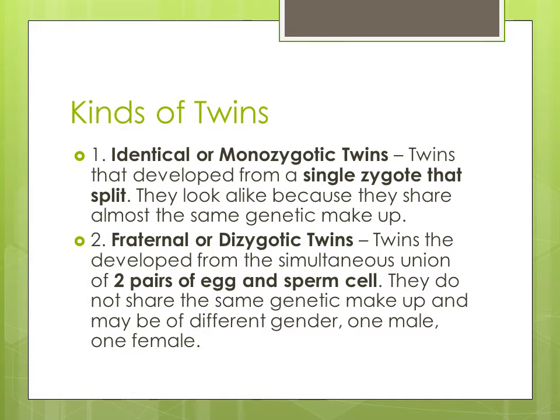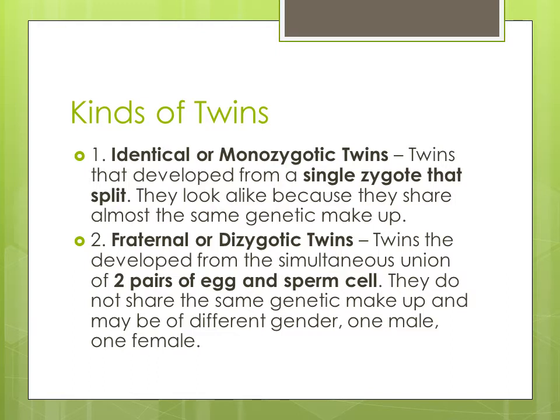Alright, so there are kinds of twins. Actually, there are two kinds of twins. Again, when fertilization happens, there would be a zygote. That zygote is the meeting of the egg cell and the sperm cell. Now, the zygote can be twins. All right. So these are the two kinds of twins. First is the identical or monozygotic twins, and second is the fraternal or dizygotic twins.